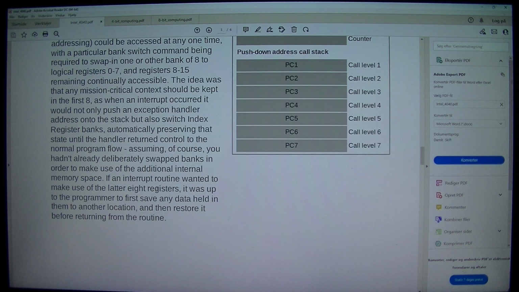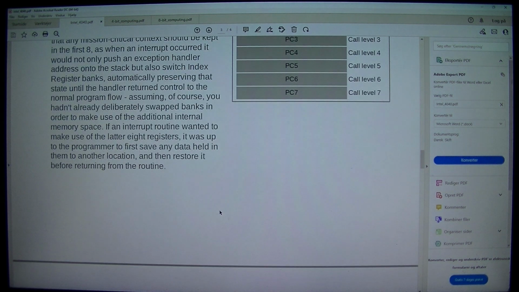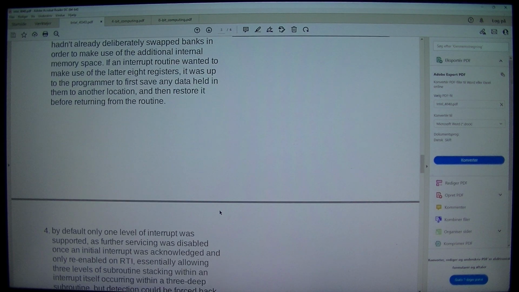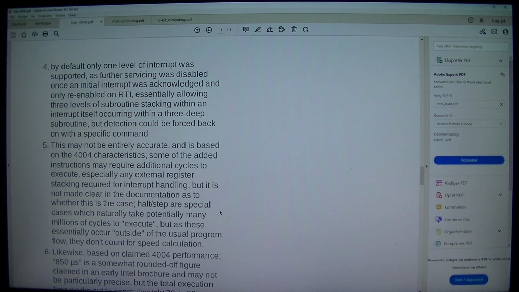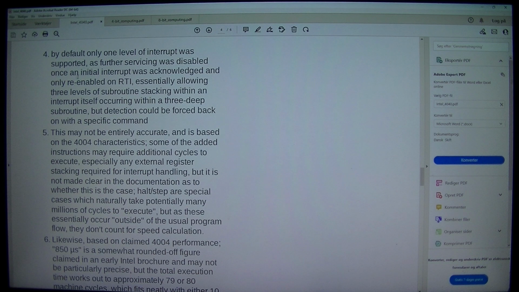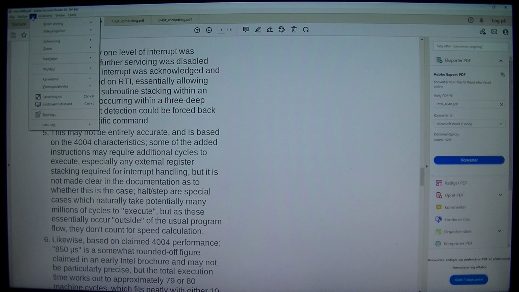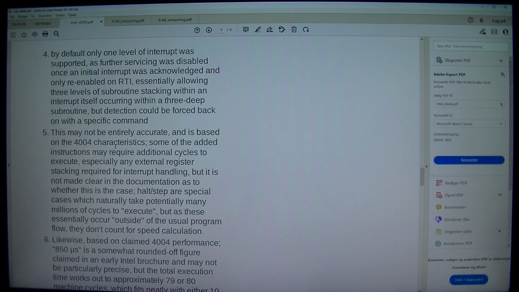If an interrupt routine wanted to make use of the latter 8 registers, it was up to the programmer to first save any data held in them to another location, and then restore it before returning from the routine. 4. By default only one level of interrupt was supported, as further servicing was disabled once an initial interrupt was acknowledged and only re-enabled on RTI, essentially allowing 3 levels of subroutine stacking within an interrupt itself occurring within.